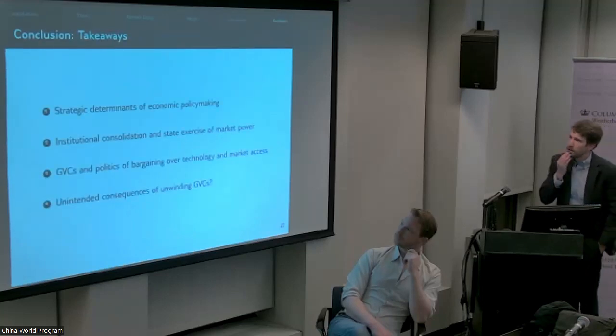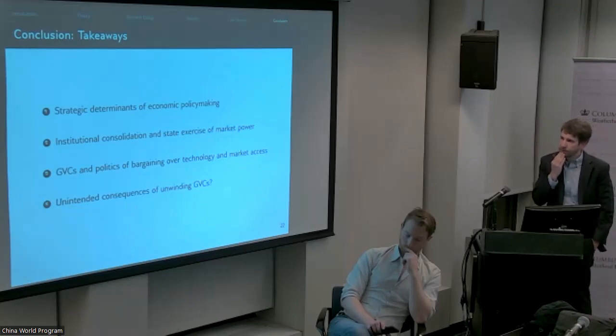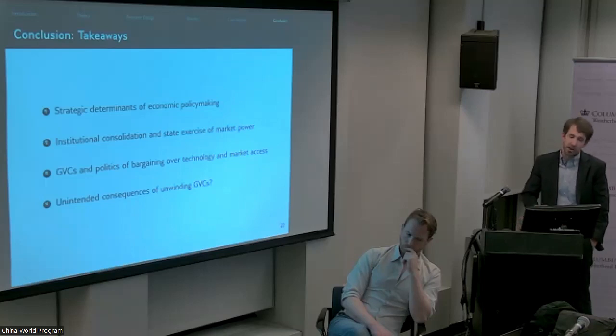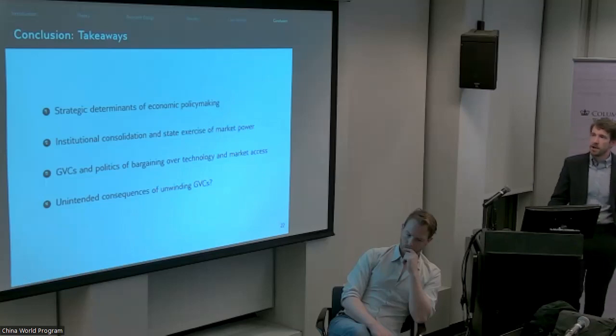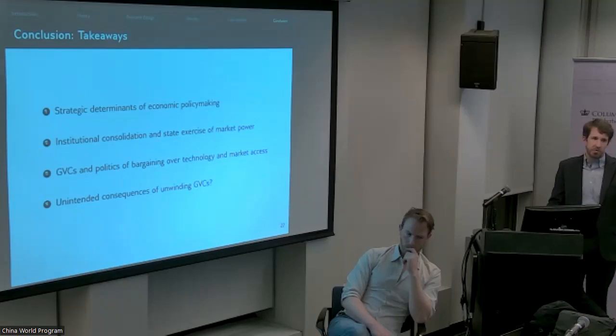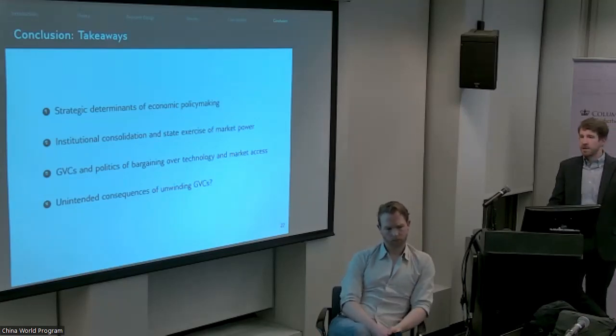All right, so I'll just wrap up now by offering a few takeaways from the project. The first is basically that existing accounts of economic policymaking, including in authoritarian contexts, which are still very much understudied in the mainstream IP literature, really begin from the assumption that bottom-up interest group pressures are the key determinant of economic policy outcomes.